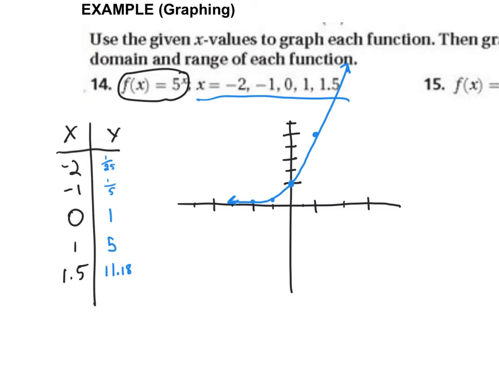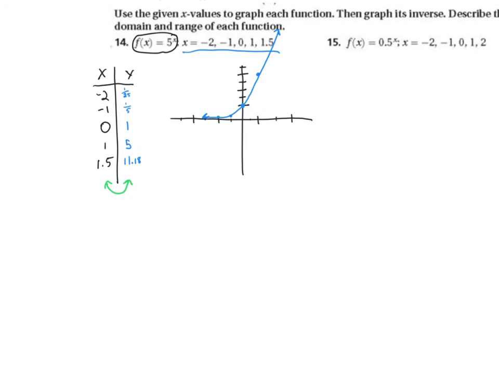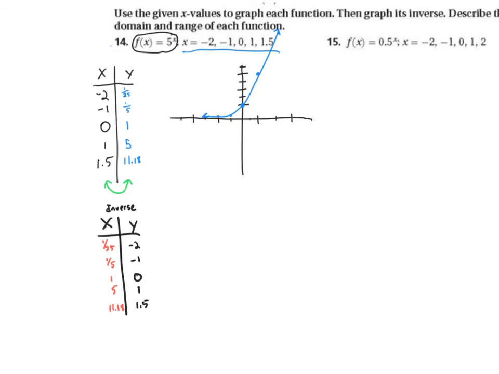So how do we change this, right? Remember that if we're going to do the log, we could literally just change this, or what have we talked about last time? We swap these two. So for this one, I'm going to do it in red. My inverse is swapping these. So then I'm going to have 1 over 25, 1 over 5, 1, 5, and 11.18. And then I am going to end up with -2, -1, 0, 1, and 1.5, right? So we're swapping them to create the inverse.